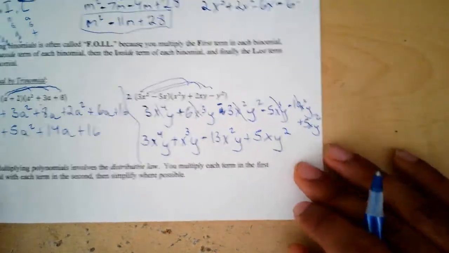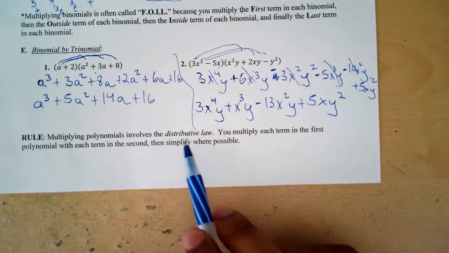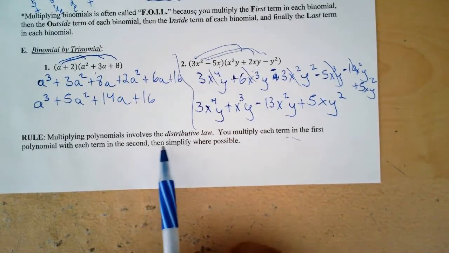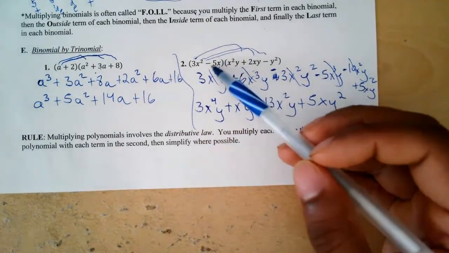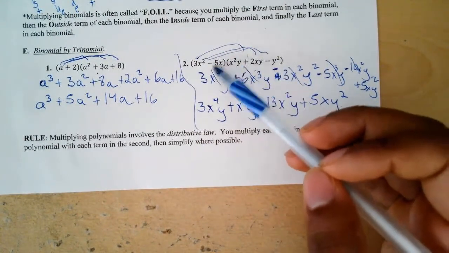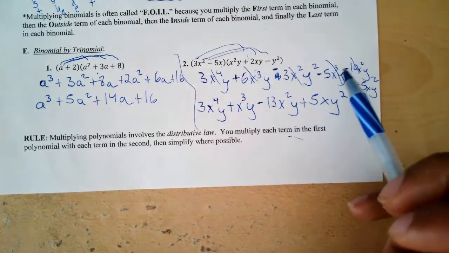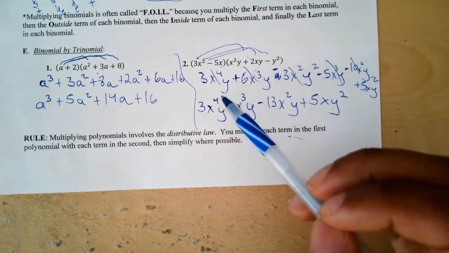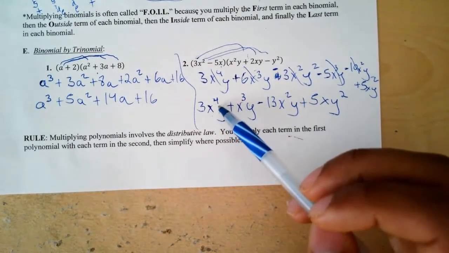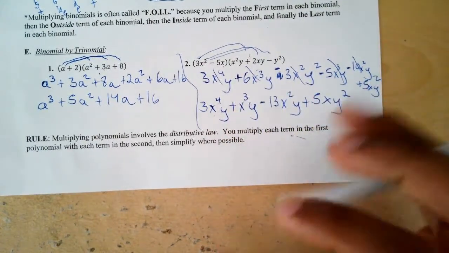Okay, good. So rule: multiplying polynomials involves the distributive law. You multiply each term in the first polynomial with each term in the second, and then simplify where possible. So that's kind of what we did. Work with the first term, multiply it in, then move on to the second term, multiply to each term in the second section, and then once you get this long thing, you're just going to be collecting like terms. So make sure they have the same variables, and the variables are at the same exponents, right? And that's about it. Okay, that's 4.1.